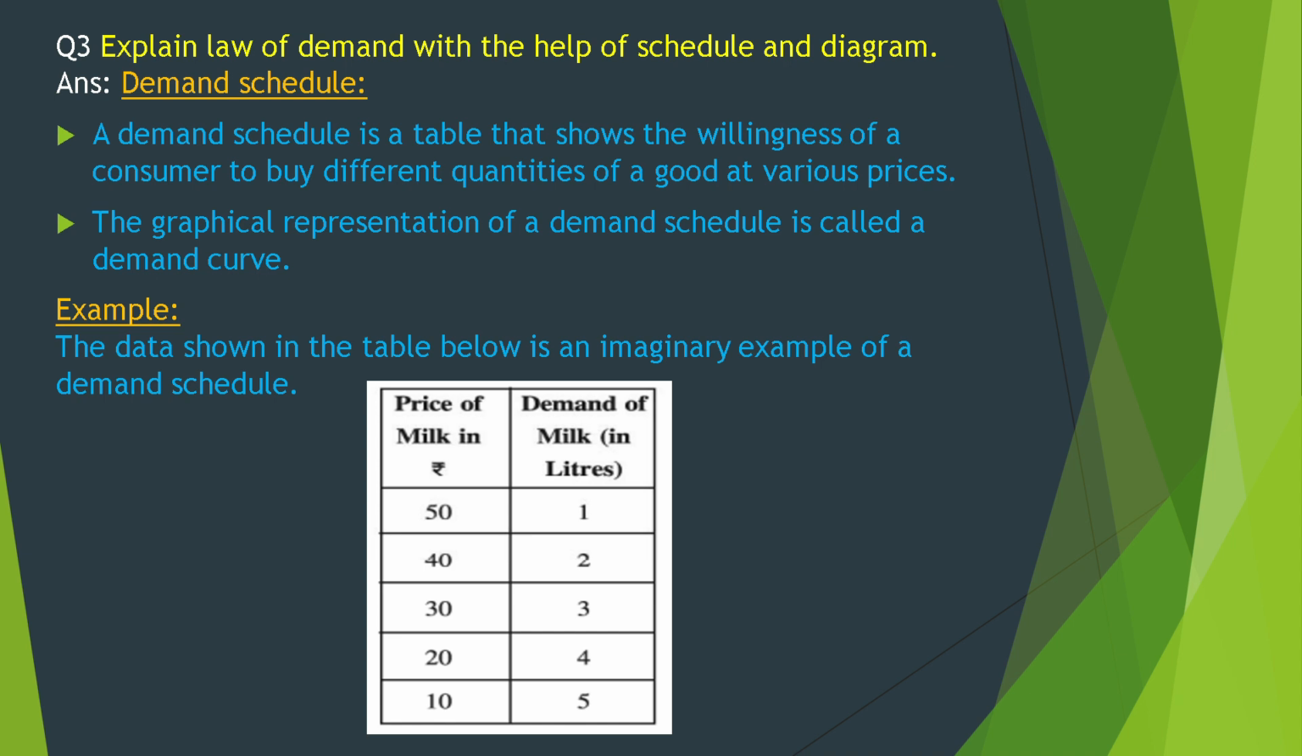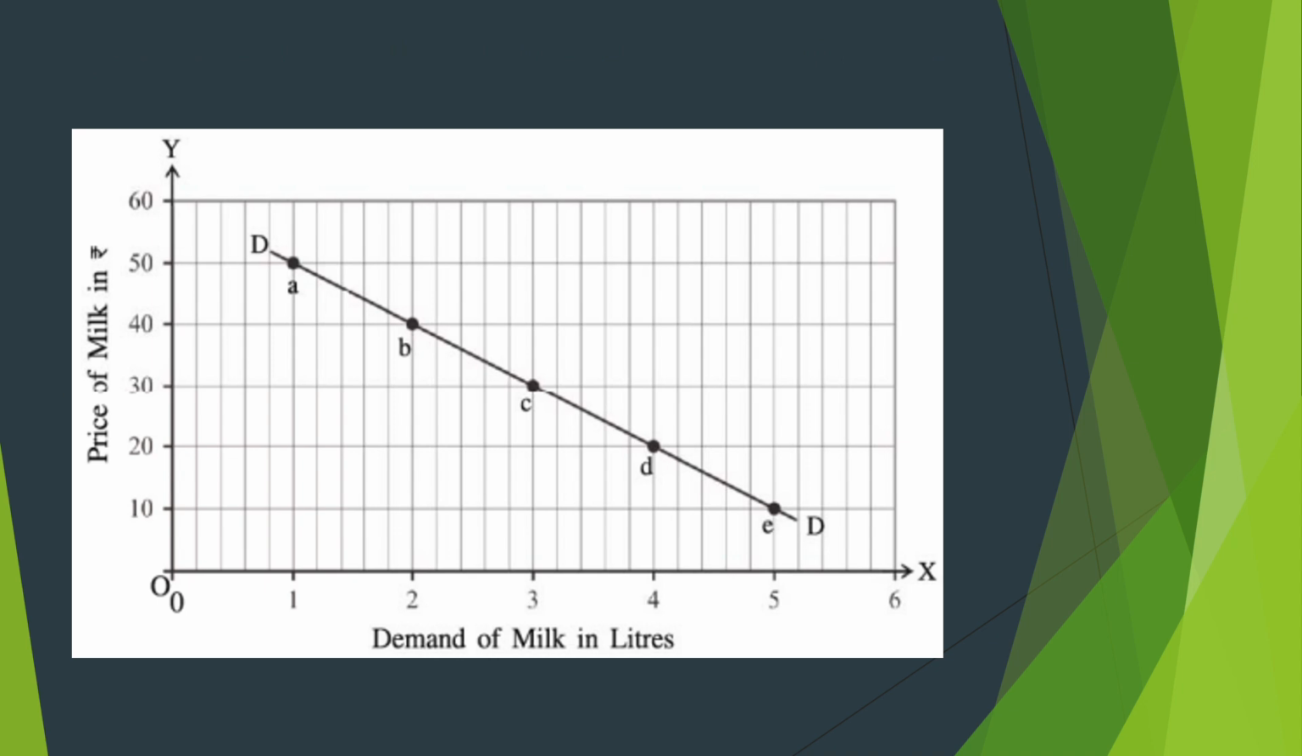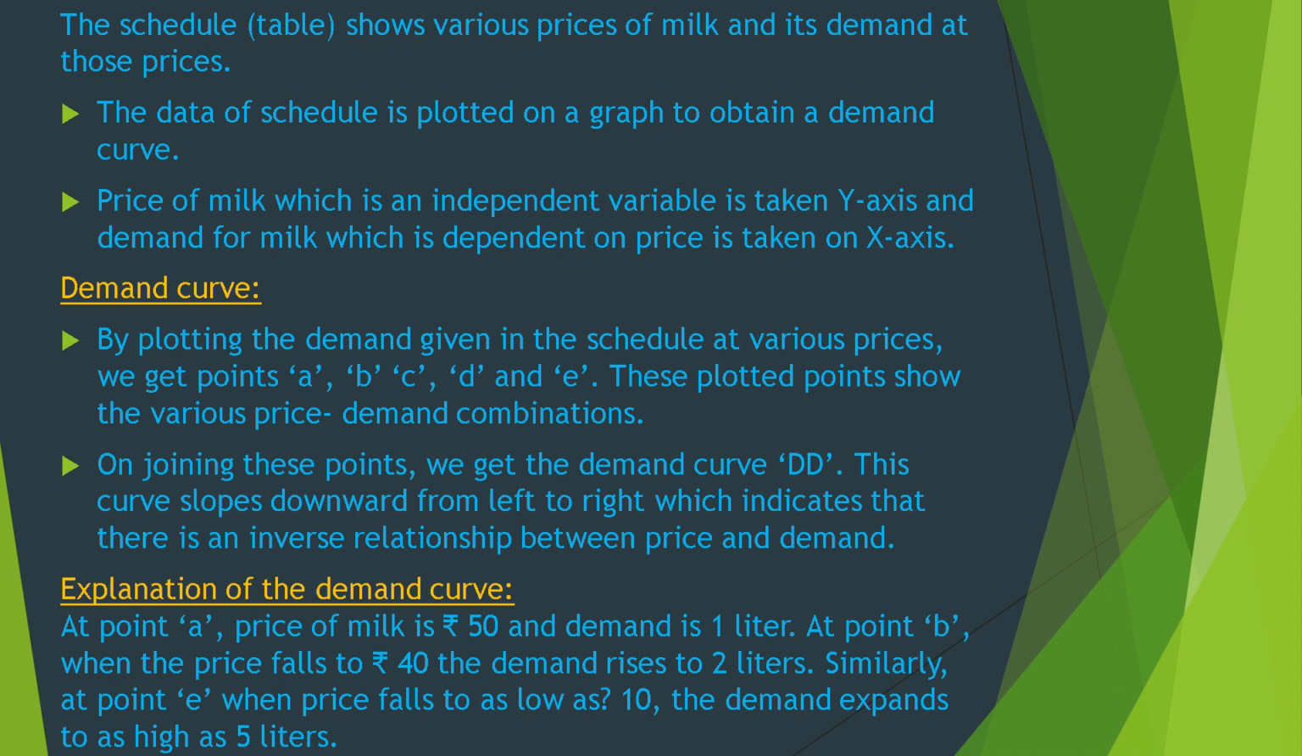Price of milk in rupees 50, 40, 30, 20, 10. Demand of milk in liters 1, 2, 3, 4, 5. Demand of milk in liters, price of milk in rupees. The schedule table shows various prices of milk and its demand at those prices. The data of the schedule is plotted on a graph to obtain a demand curve. Price of milk, which is an independent variable, is taken on the y-axis, and the demand for milk, which is dependent on price, is taken on the x-axis.